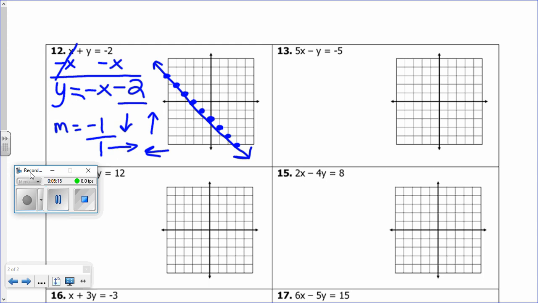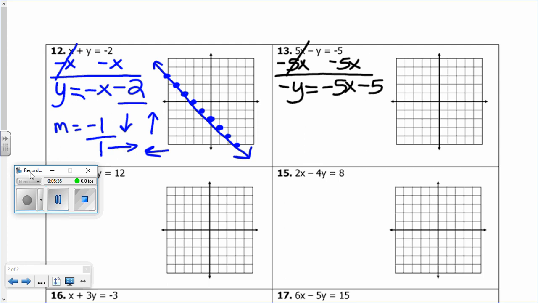All right, and number 13, we need to solve for y. So I'm going to subtract 5x from both sides. Those cancel. We have negative y. It says minus y. Don't forget to bring it down. Equals negative 5x minus 5.